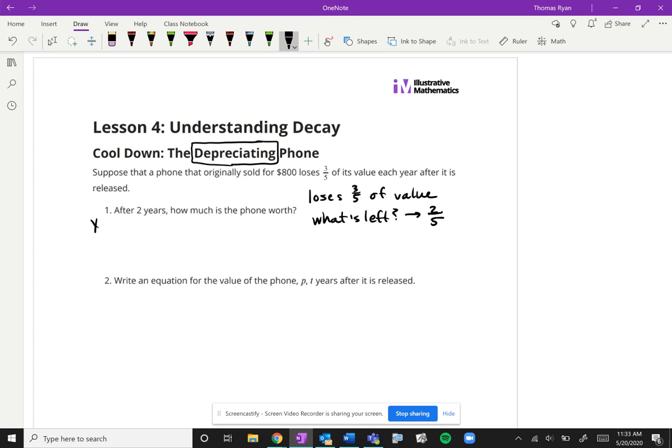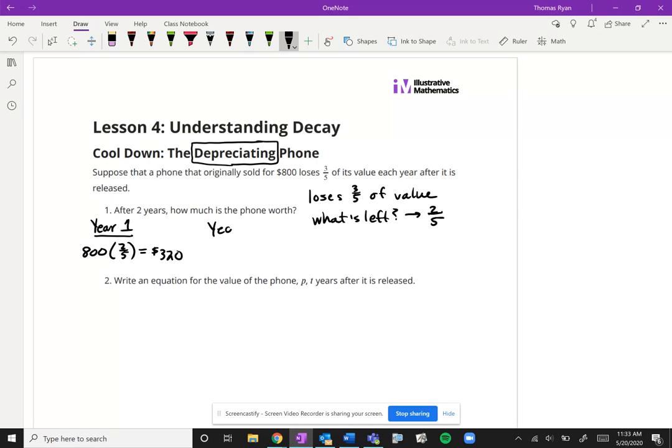Well, so in year 1, the phone is going to be its starting value times 2/5, which ends up being what? Anybody? $320.